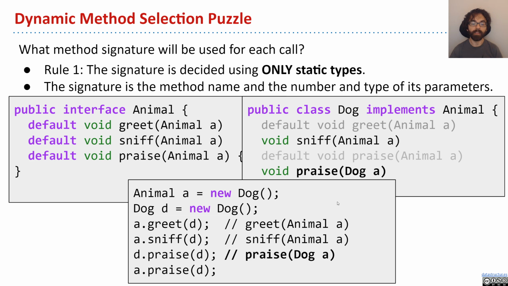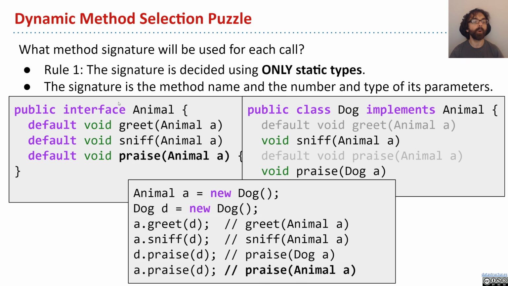Then lastly, when we look at a.praiseD, in that case, we look at the animal interface and we say, do you have something that can accept a dog? And it does. It's called praise animal. This is the underlying trick. If you felt confused before about why the answer was what it was, this is why. At compile time, d.praiseD chooses the signature praise dog A, and a.praiseD at compile time chooses praise animal A.